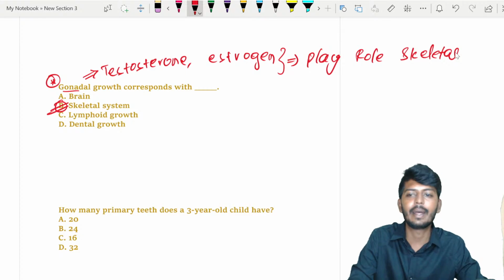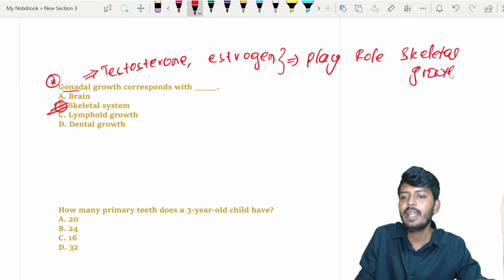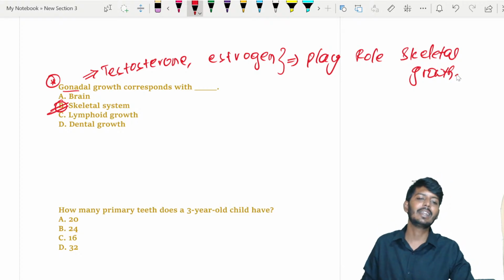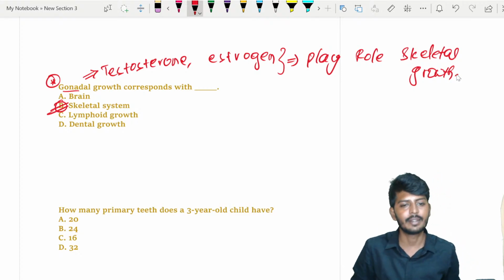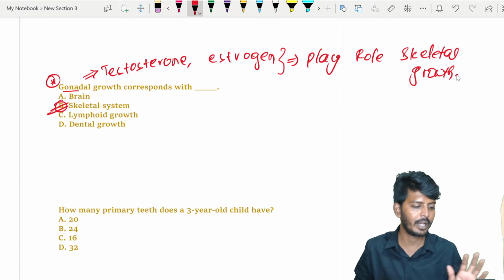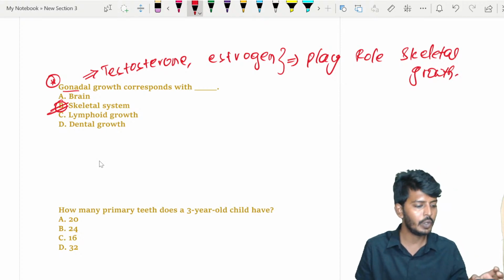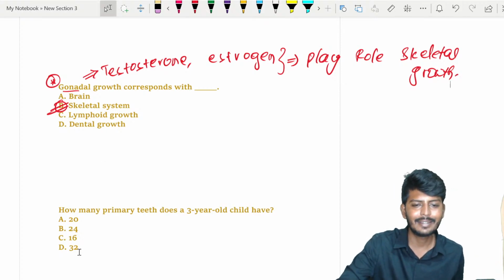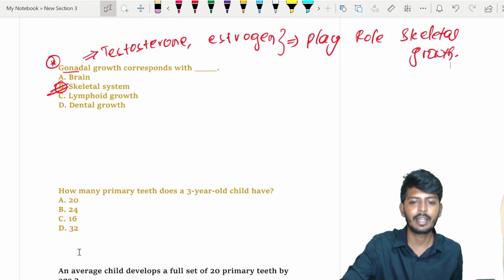So please remember, skeletal growth corresponds with the gonadal growth. Very good, children, correct answer. Let's continue. I think there is some lag, so by the time your answer comes, this is happening.